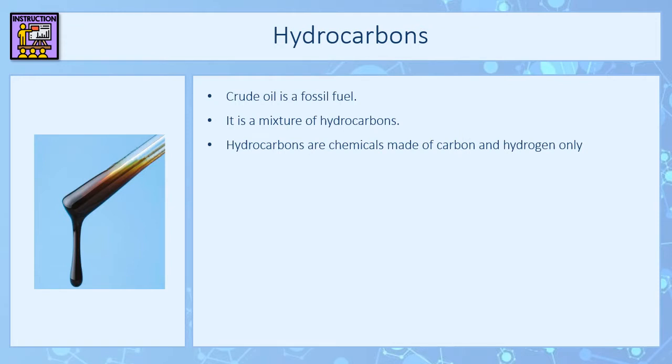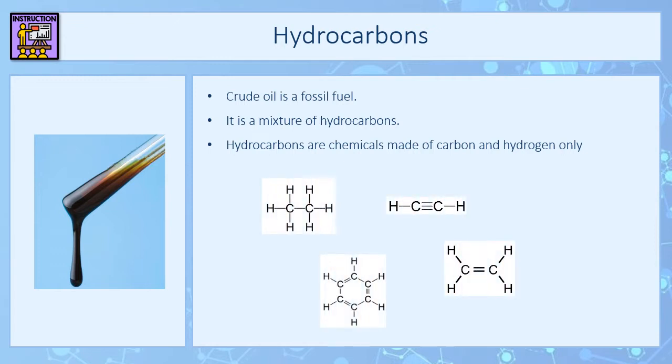Hydrocarbons are chemicals made of carbon and hydrogen only. They contain no other elements, only carbon and hydrogen. So all 4 of these diagrams are representing hydrocarbons. You can see there's different numbers of bonds in each molecule, but every molecule contains only carbon and hydrogen.